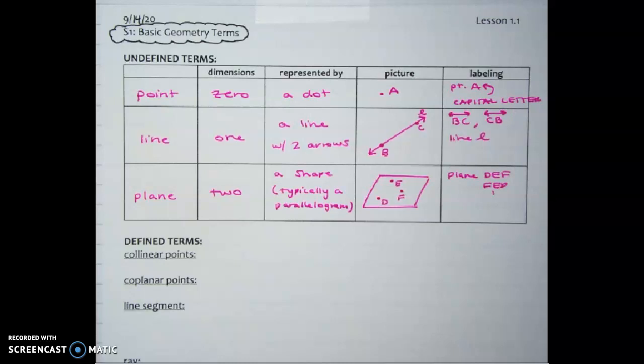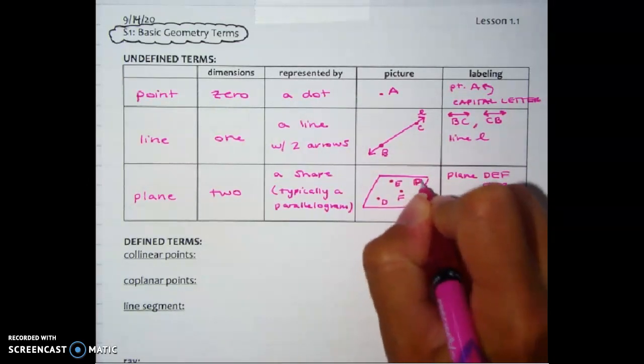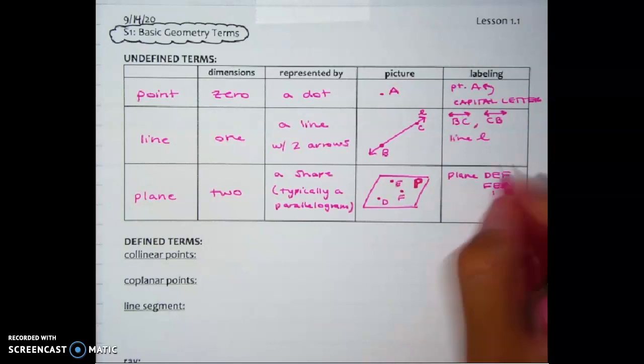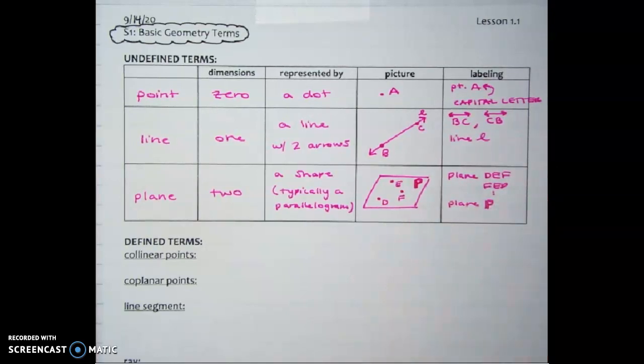But there is another way to name or label a plane, and that is with a bold capital letter that is in a corner. I hesitate to say corner because planes go on forever, so there are actually no corners, but when we represent one, there is a corner to that shape. So I'm going to put a bold capital letter P in the corner, and there's no dot next to it. It is not a point. That is the name of that plane. So I can also call this plane P. I'm trying to make it bolder than a regular P.